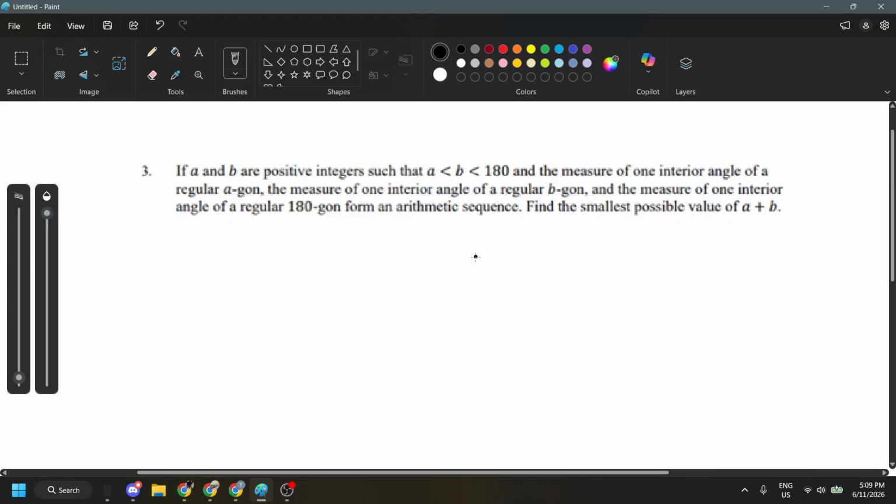Okay, so you need to find the smallest such that these form an arithmetic sequence. So let's find what an interior angle of a 180-gon is. An interior angle of any n-gon is, I believe, n times n minus 2. Like if you take a four-sided one, it has two diagonals. No, what am I doing? It's 180 times n minus 2.